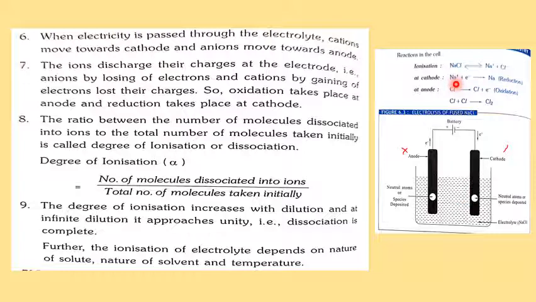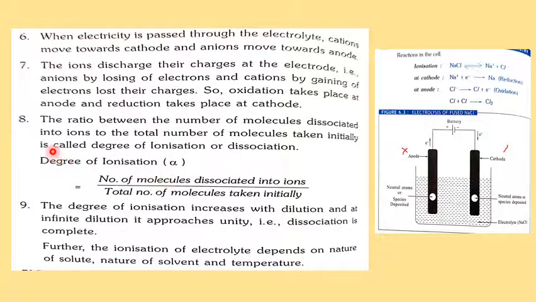After that, positive ions gain electrons and form Na at the cathode. Gaining of electrons is called reduction, so reduction takes place at the cathode. Similarly, Cl- ions move towards the anode. Those Cl- ions lose their electrons and form Cl2. Losing of electrons is called oxidation, so oxidation takes place at the anode.